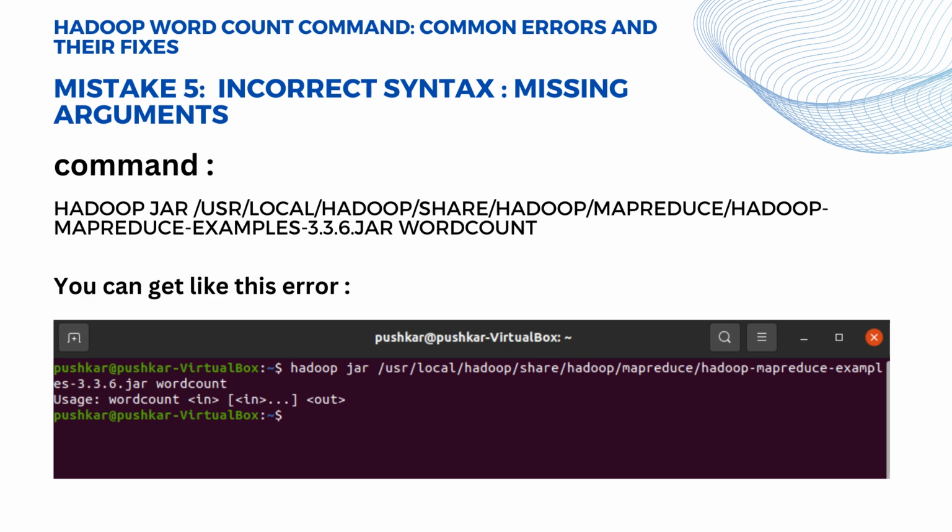Now let's talk about a syntax related issue: missing argument. This occurs when the required arguments for the word count command are not provided. Here is an example of a problematic command. Notice that the input and the output path are missing in this command. When you run it, Hadoop will throw an error that looks like this. This error indicates that the program expects at least one input path and one output path to be specified. Without these arguments, the program doesn't know where to read the data from or where to store the result.